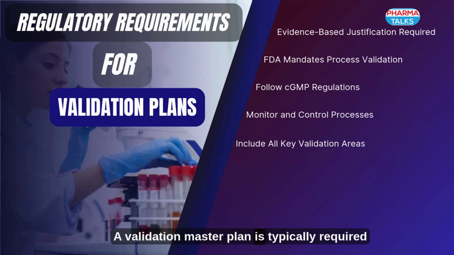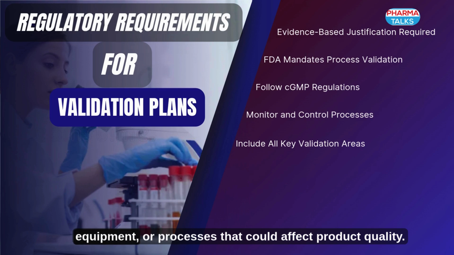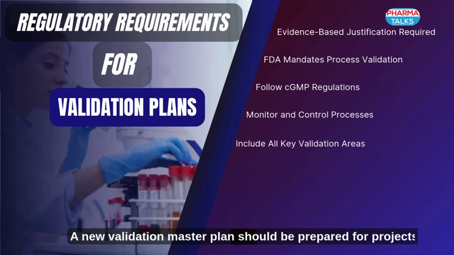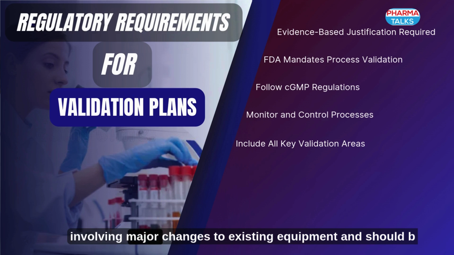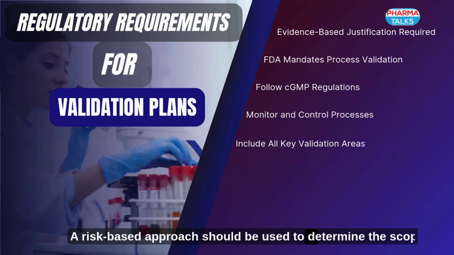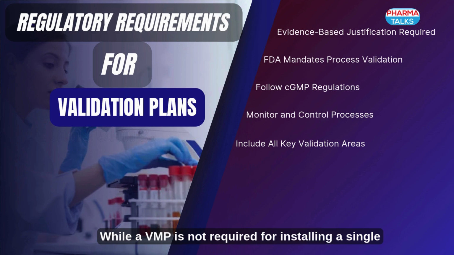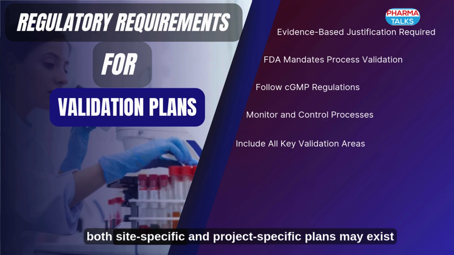A validation master plan is typically required before commissioning a new product, process, or system at a facility. It's also necessary when making significant changes to facilities, equipment, or processes that could affect product quality. A new validation master plan should be prepared for projects involving major changes to existing equipment and should be available before starting any validation activities. A risk-based approach should be used to determine the scope and extent of validation. While a VMP is not required for installing a single piece of equipment, both site-specific and project-specific plans may exist in some cases.